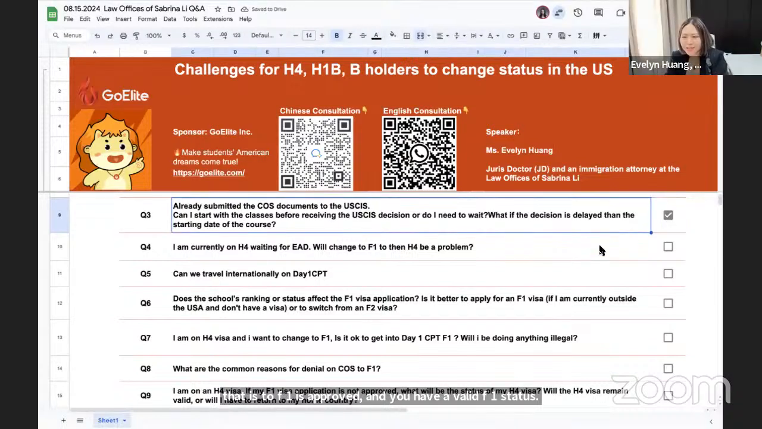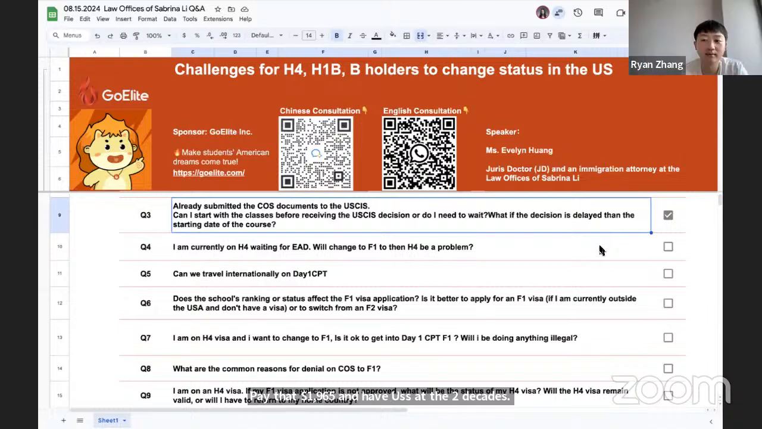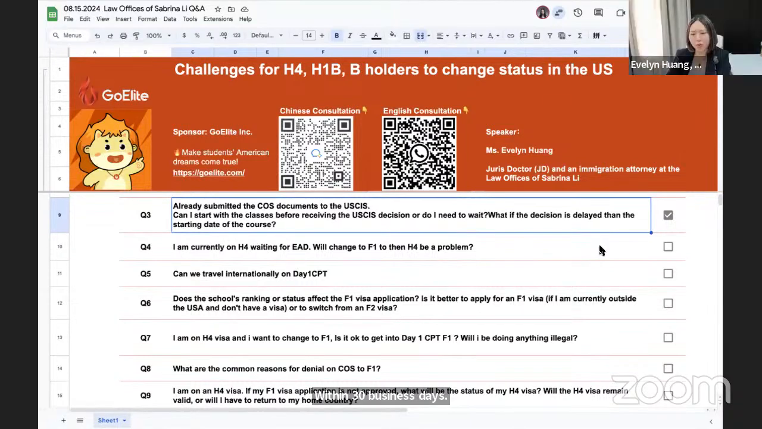I would say for the second part, what if the decision is delayed, then the starting date of the course? I don't know if this person has filed premium processing, but I think now is a good time. If your course is about to start, pay that $1,965 and have USCIS adjudicate your case within 30 business days. Right. If not, still delaying, you could get a renewed I-20. Right. So I would say, even if your course is about to start and you still don't have your change of status approval, just don't go to school yet.